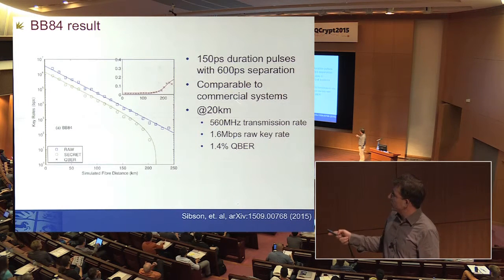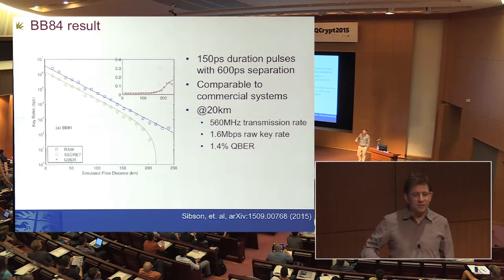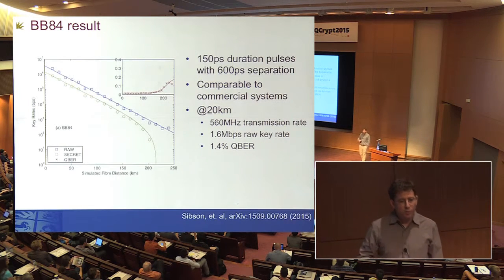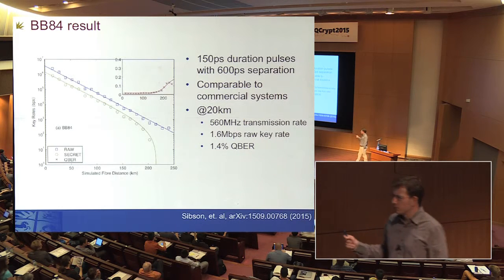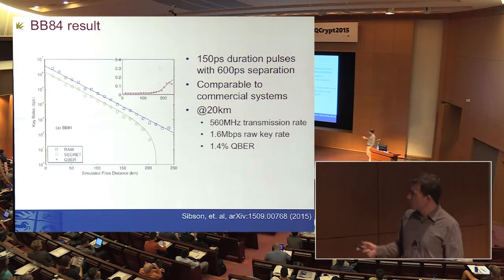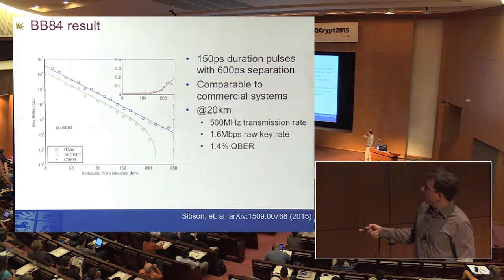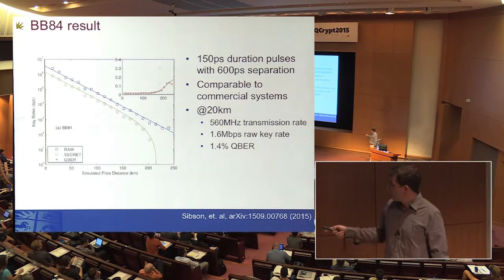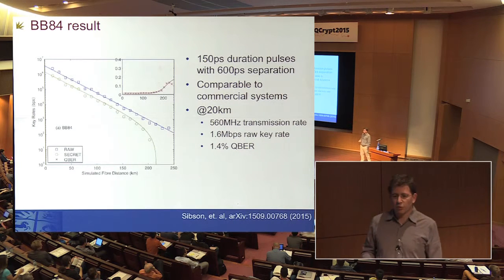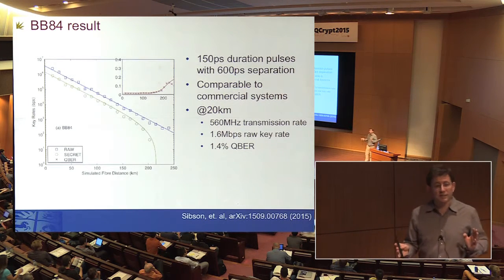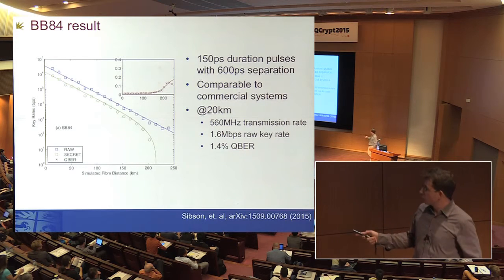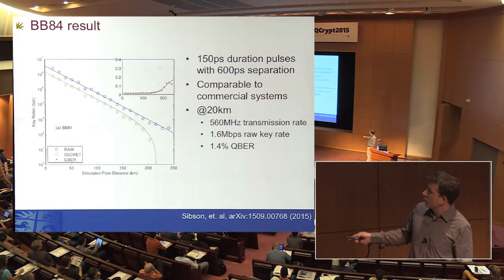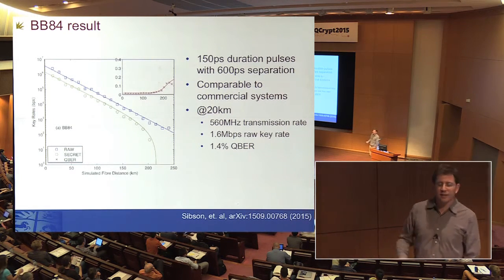In this case, we're simulating the length of the system by inducing a loss within there, rather than propagating it through fiber. But we don't believe that the dispersion within the fiber will cause too much of a problem for this system. We're operating at around 500 megahertz clock rates. We're getting 1.6 megabit per second key generation rates with quantum bit error rates of around 1.4% for a 20 kilometer simulated link here. So these are actual experimental numbers where we simulate the distance through adding attenuation into the system.